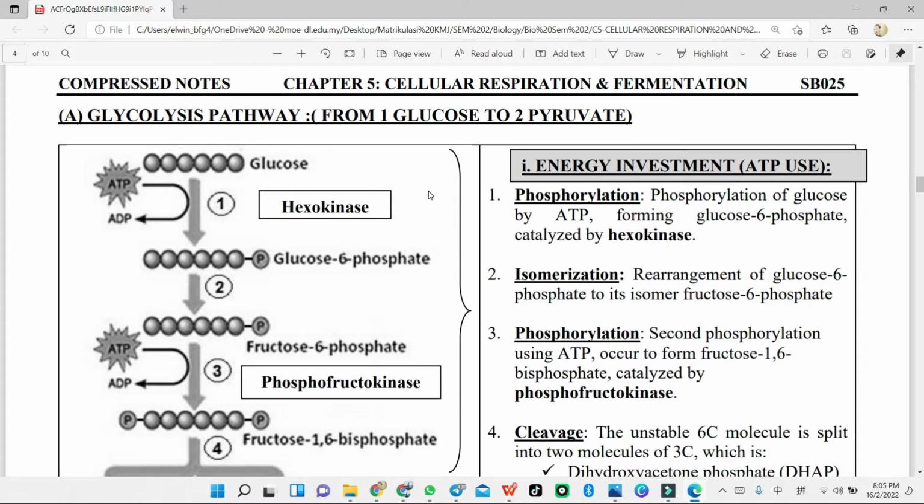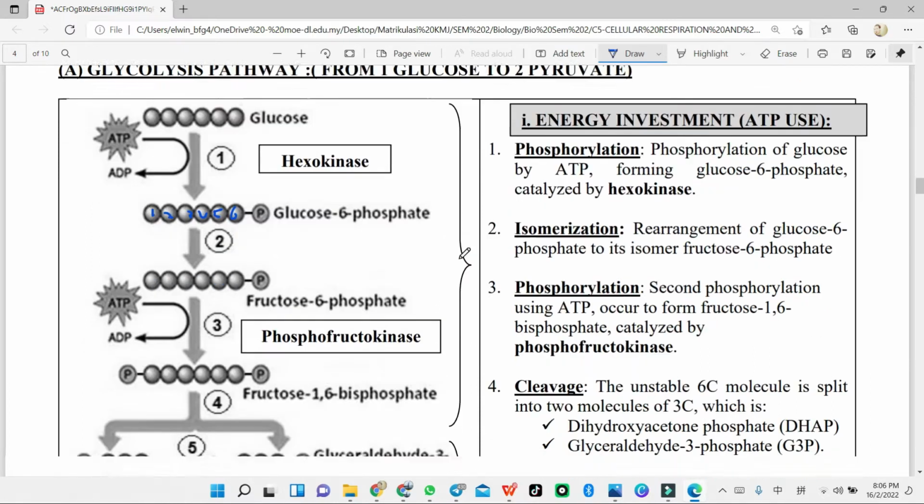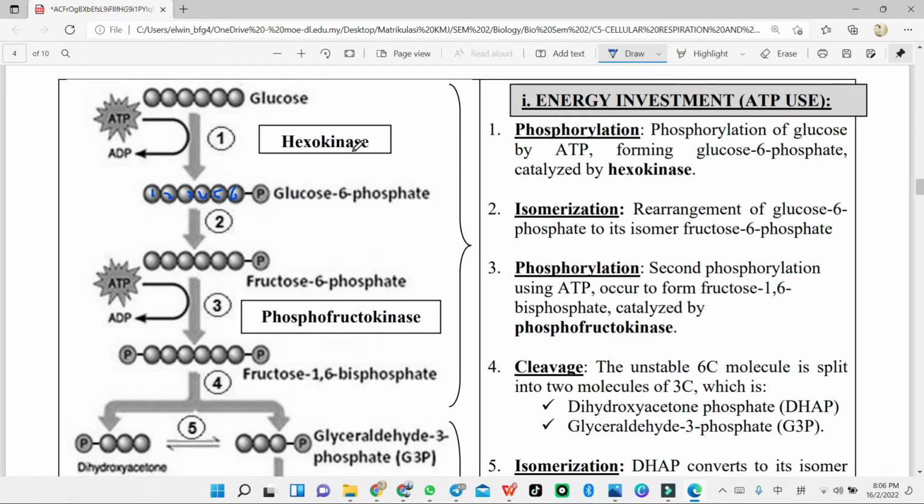So the phosphate group will be used by the glucose to become a new compound called glucose 6-phosphate. This is because we count from the left side: 1, 2, 3, 4, 5, 6, so 6 carbons, and the phosphate group is attached to the number 6 carbon. So we call it glucose 6-phosphate. The process is called phosphorylation, and this process consumes ATP. So the first process uses 1 ATP. The enzyme involved in this reaction is hexokinase.